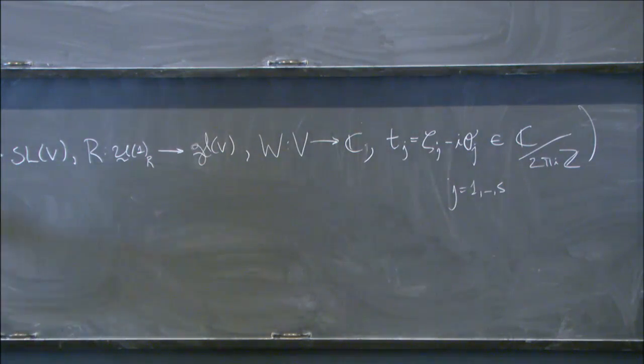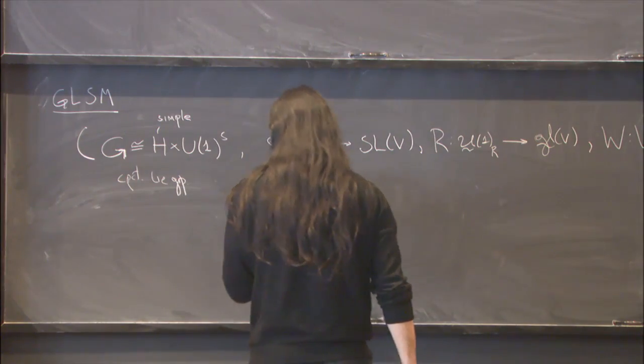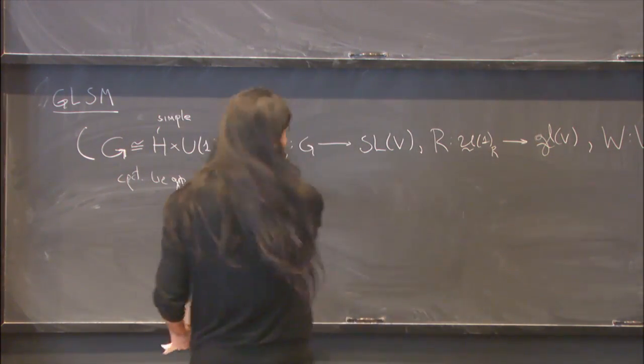Is H required to be Abelian? No, just simple. It can be, for example, SU2.